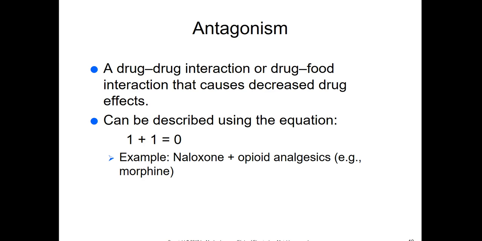And antagonism is when one drug blocks the other. So 1 plus 1 equals 0. Narcan, naloxone: somebody's got an opiate on board, they take naloxone, it blocks it, and you don't get the effect of the narcotic. We also have Romazicon, flumazenil, which is a benzodiazepine antagonist. If somebody's taken too much Valium or Xanax and we need to reverse that effect, we can use a benzodiazepine antagonist to block it.